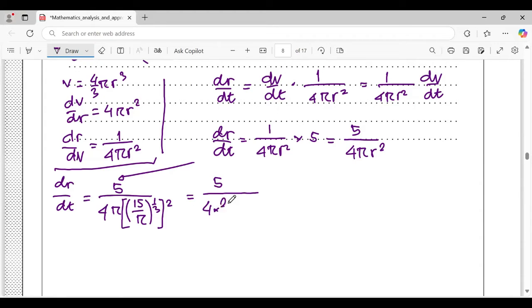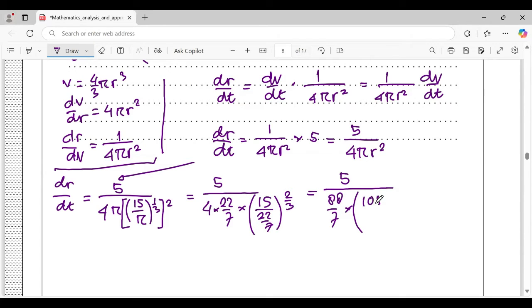times, this is 22 over 7, because π, times 15 over 22 over 7 power 2/3, becomes 5 over 88 over 7 times 15 times 7, 105 over 22 power 2/3.